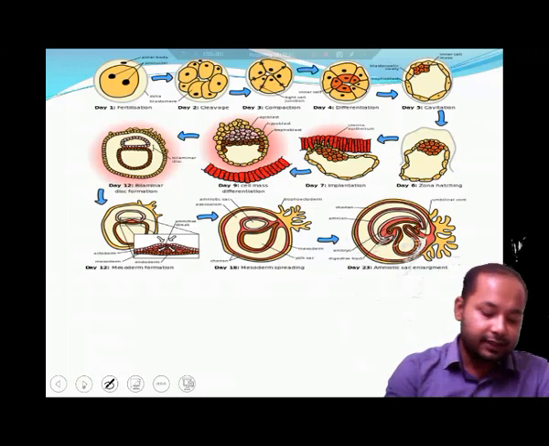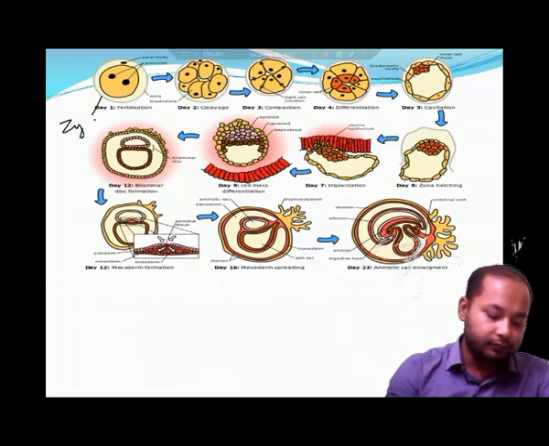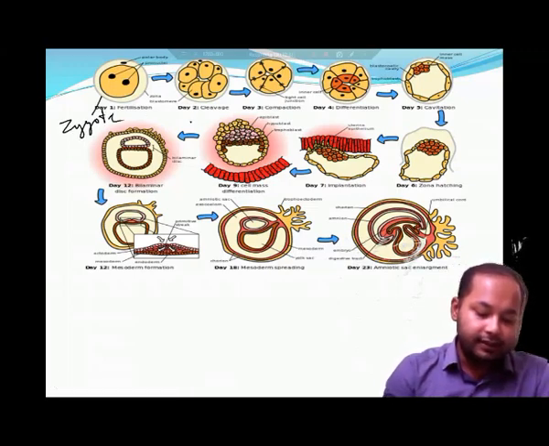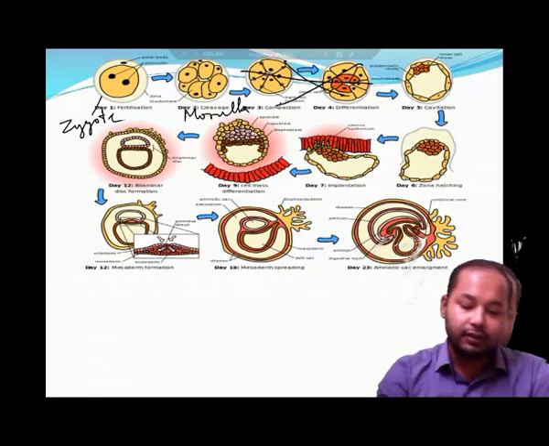So I'll just say that this is the zygote, this is the 16 cell stage, suppose this is the morula, leave this middle, I am not concerned, okay. Then comes the blastocyst.